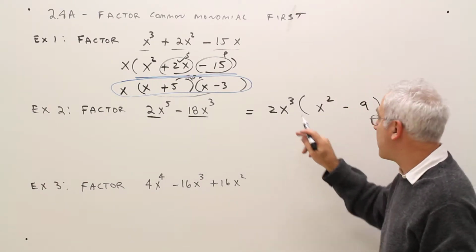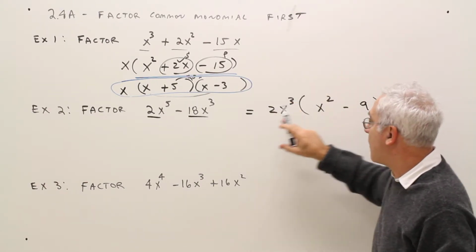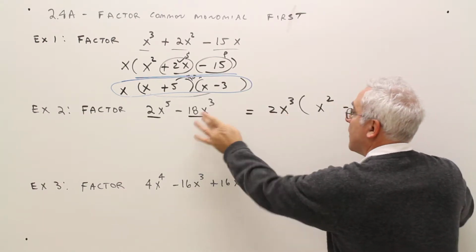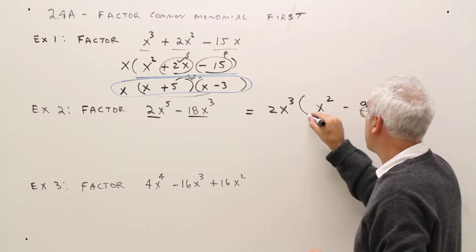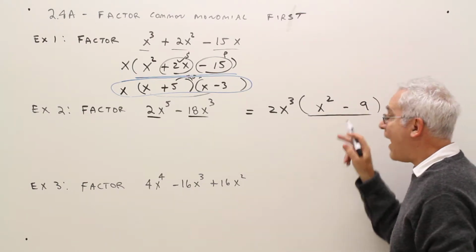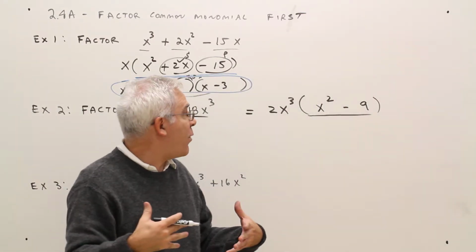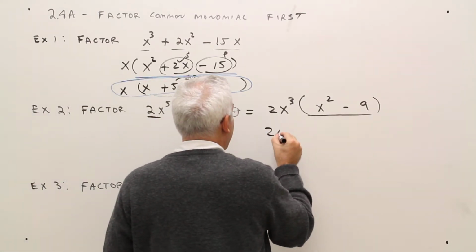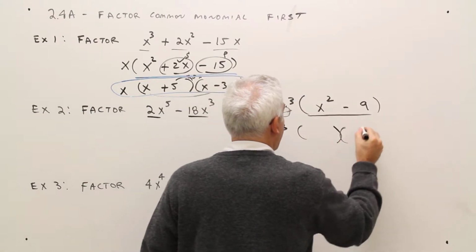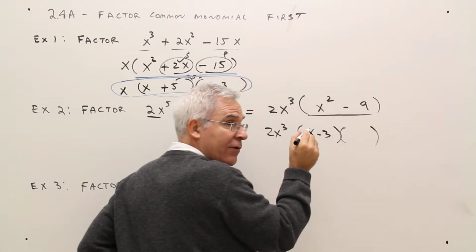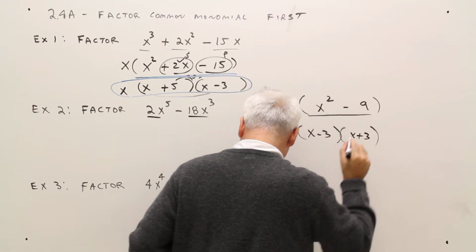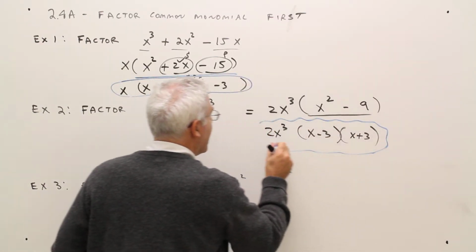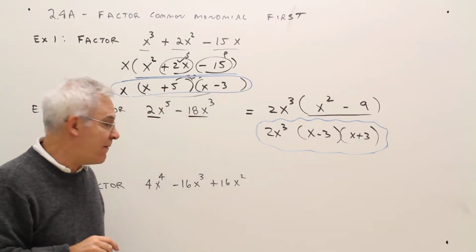And if you want to check your work, you can always distribute. That times that is 2x to the 5th. 2x cubed times minus 9 is minus 18x cubed. So now, let's try to factor that. That's a difference of squares. x squared minus 3 squared. So right away, it's going to be that 2x cubed, and then it's going to be x minus 3 and x plus 3. So once again, that would be my final answer, completely factored.